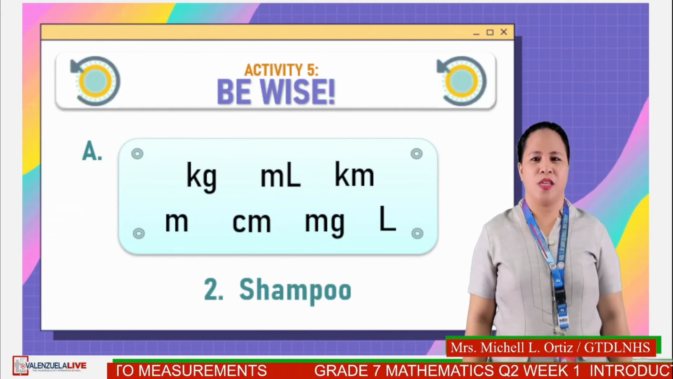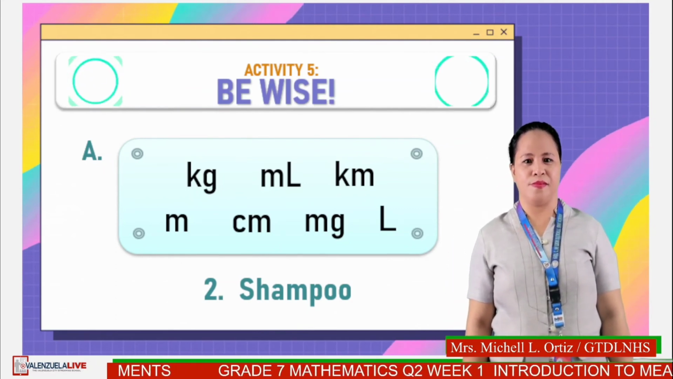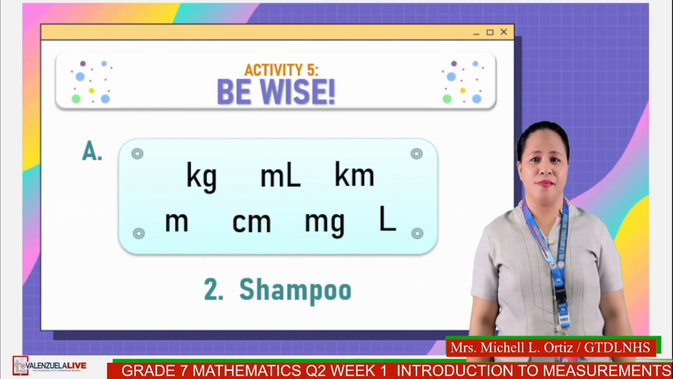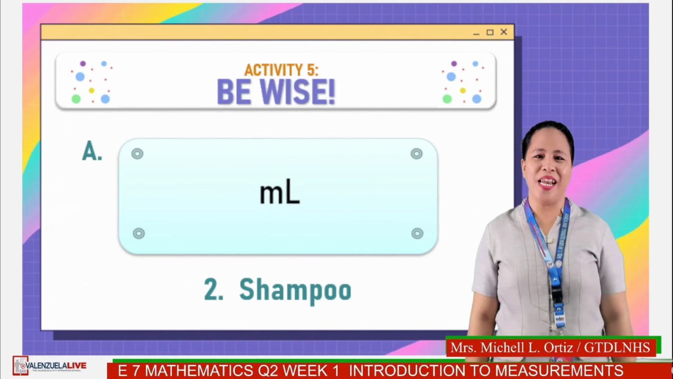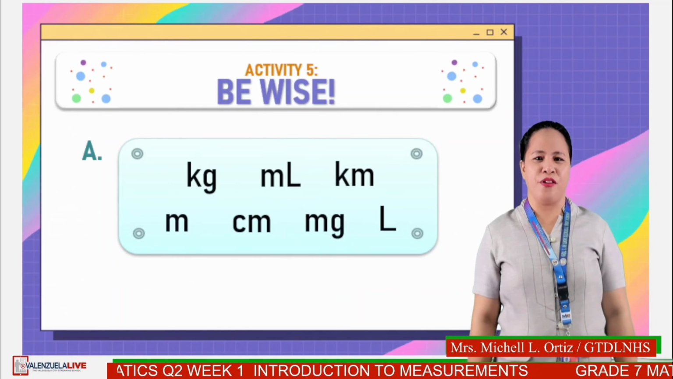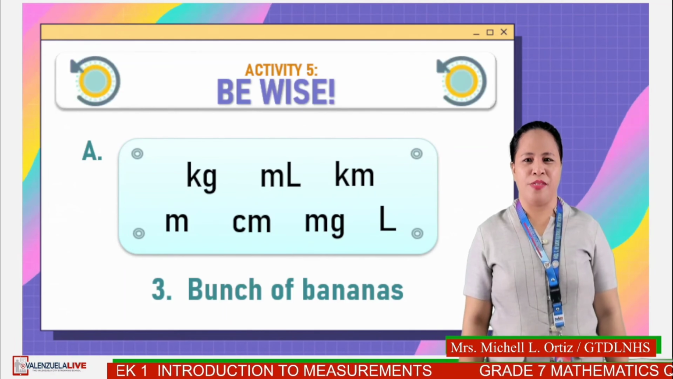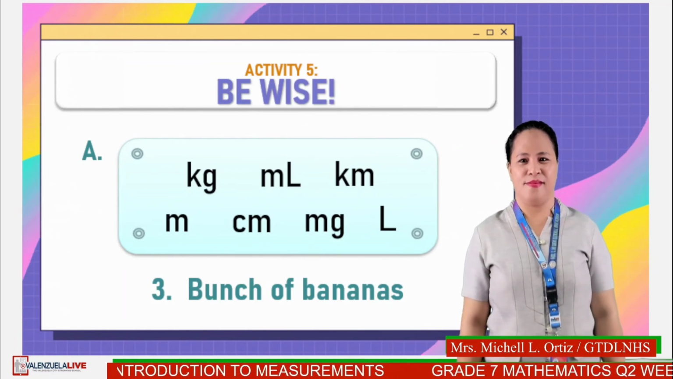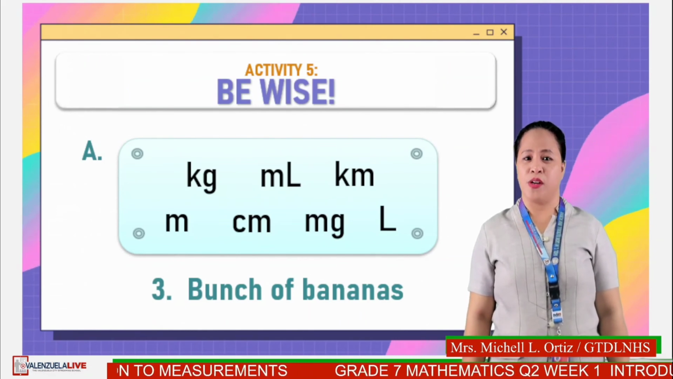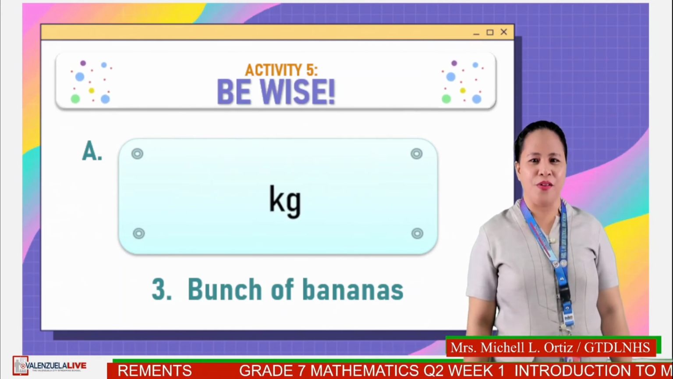Shampoo. 5 seconds. Go. Correct answer is milliliter. Number 3. Bunch of bananas. 5 seconds. Go. Correct answer is kilogram.